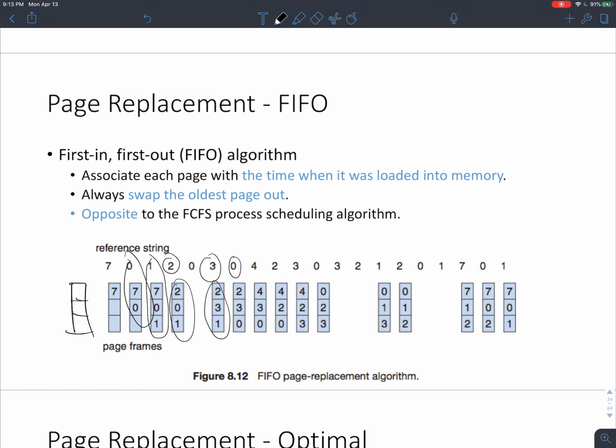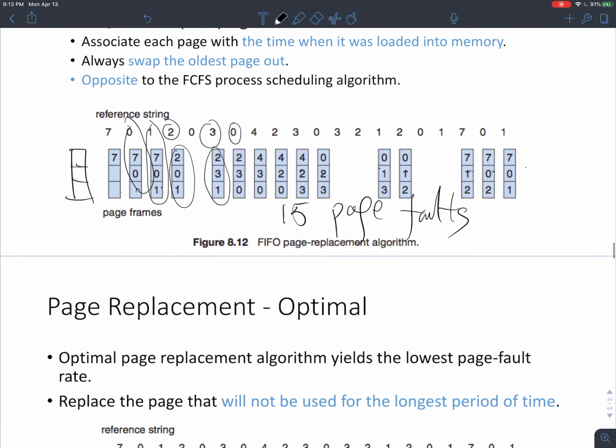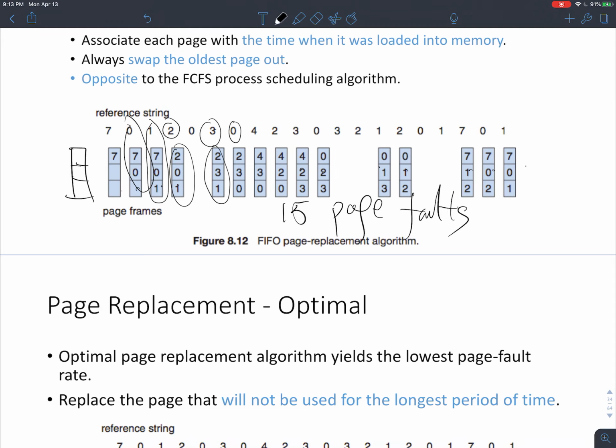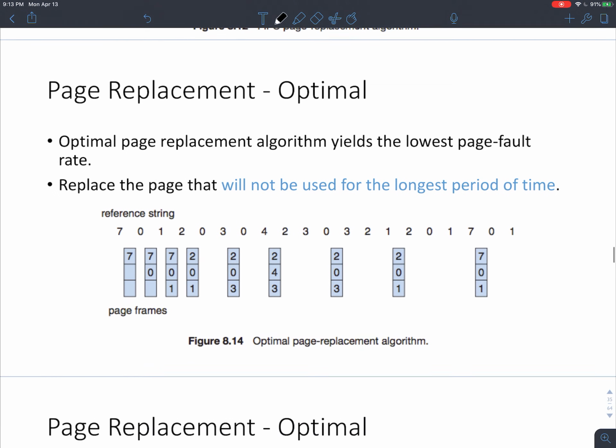In total, we can count how many page faults we have: 1, 2, 3, 4, 5, 6, 7, 8, 9, 10, 11, 12, 13, 14, 15. We have 15 page faults, and this number is relatively big. It's pretty obvious this page replacement algorithm is not very good.